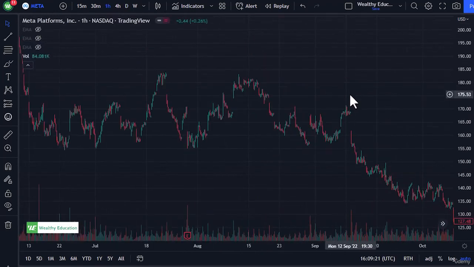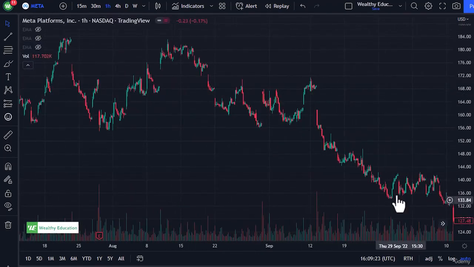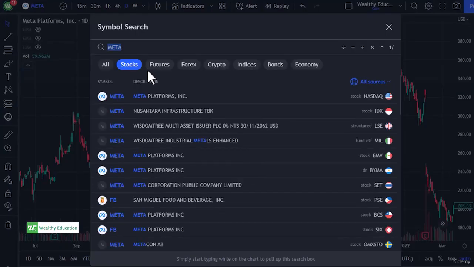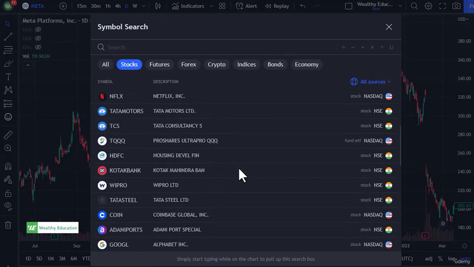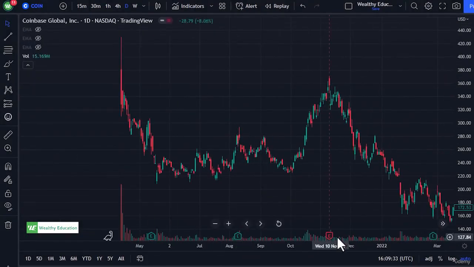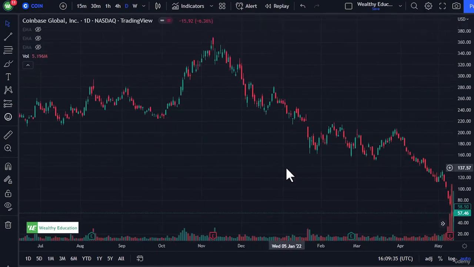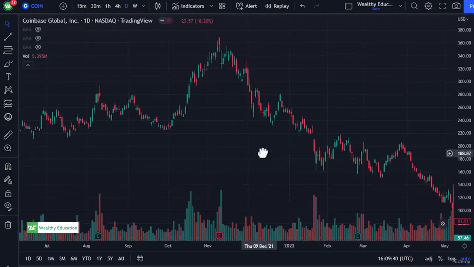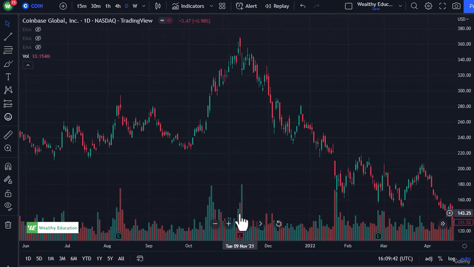And this is true on hourly charts. Big spike there kicked off a major move lower. Let's go ahead and keep looking through the stock world here. Coinbase Global. So again, lower volume than Facebook, but notice big, massive spike. And then we pulled back.